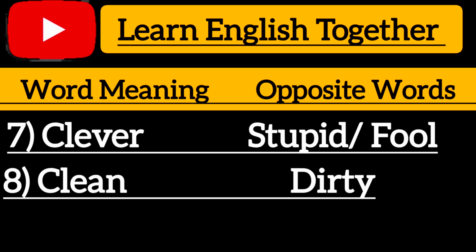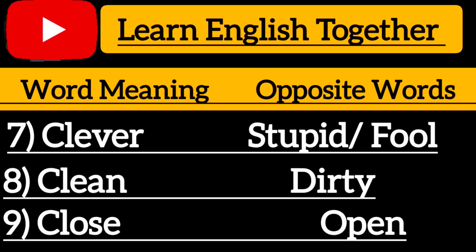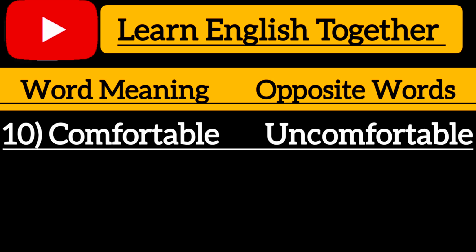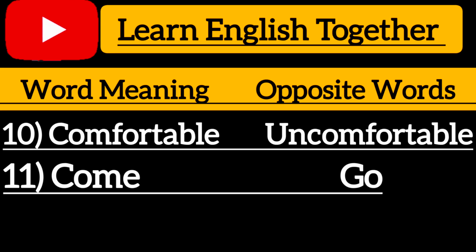Number 8, clean. Opposite word is dirty. Number 9, close. Opposite word is open. Number 10, comfortable. Opposite word is uncomfortable. Number 11, calm. Opposite word is go.